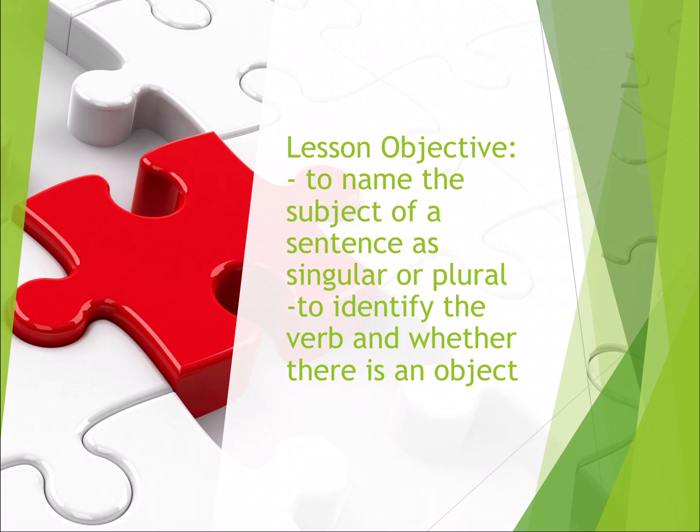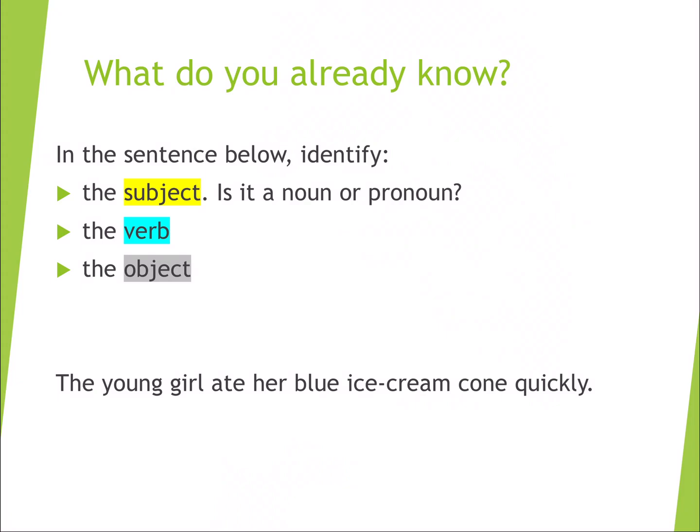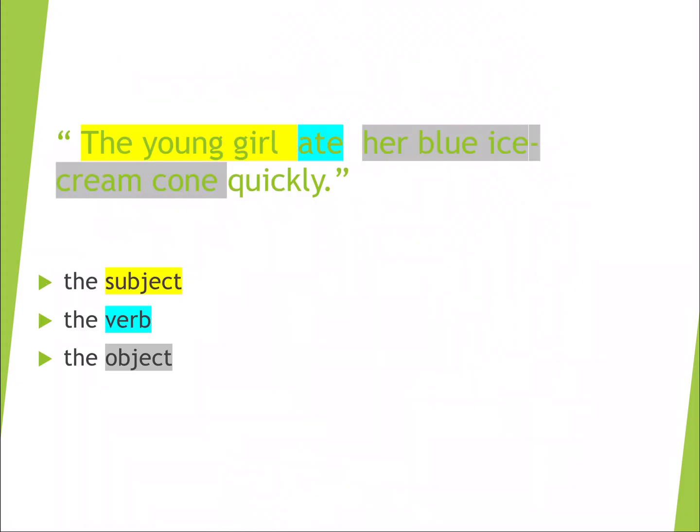Let's continue. So what do you know already? In the sentence below, identify the subject. Say whether or not the subject is a noun or a pronoun. Also, identify the verb. And if there is an object, identify it. The young girl ate her blue ice cream cone quickly.